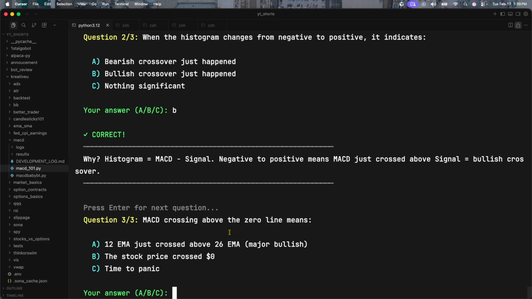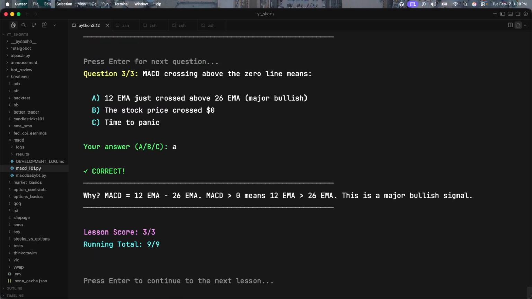So MACD crossing above the zero line. This is a little bit more significant, right? MACD crossing above the zero line, the 12 EMA just crossed above the 26 EMA. Major bullish indicator, right? The stock just turned. Cross zero, time to panic? I don't know, or depending on your position.